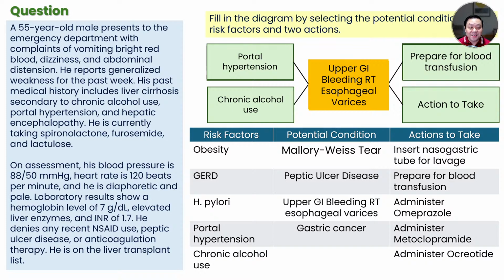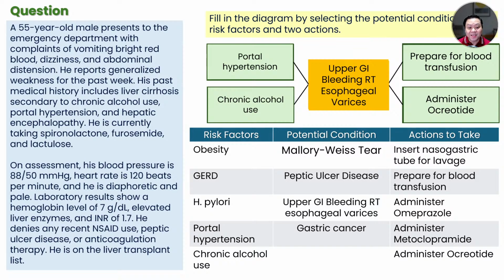With that significant low hemoglobin level, blood transfusion is very necessary to restore the circulating blood volume and also to improve the oxygen delivery to the tissues. Now, the next intervention that you should select here is the administration of the octreotide.